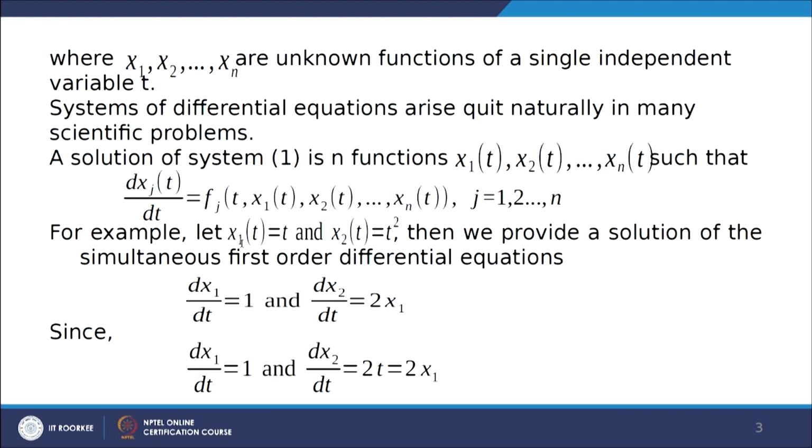How it follows? You can see x1(t) equal to t implies dx1 by dt equal to 1, and x2(t) equal to t square gives you dx2 by dt equal to 2t. Now, t is equal to x1, so dx2 by dt equal to 2x1. Therefore, x1(t) equal to t and x2(t) equal to t square satisfy the system of first order differential equations, dx1 by dt equal to 1 and dx2 by dt equal to 2x1. So, they form a solution of this system of differential equations.